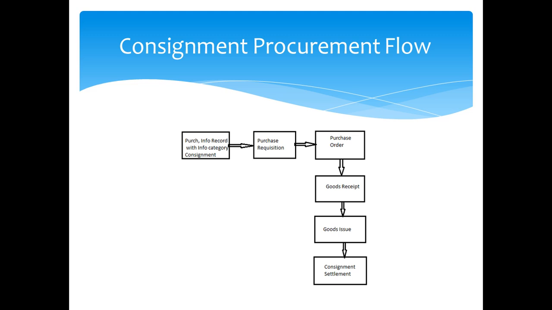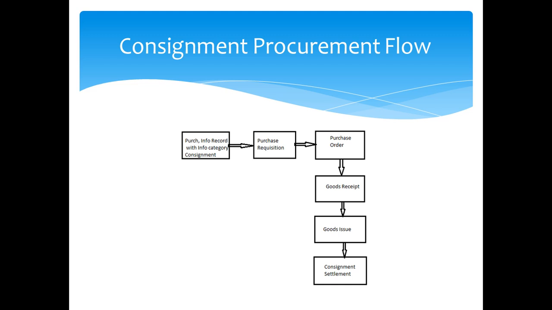So here, as I mentioned, we don't receive an invoice from the vendor. In this case, the purchasing info record is mandatory, and that purchasing info record we need to create with the info category consignment. So this is the prerequisite for the vendor consignment process.